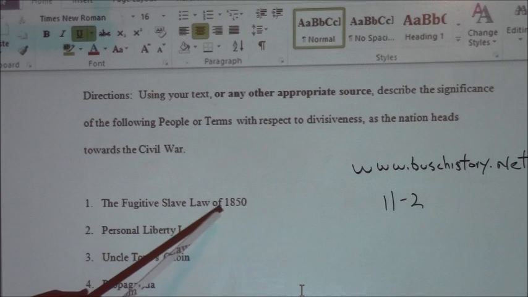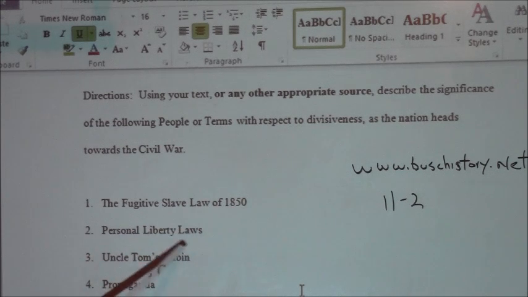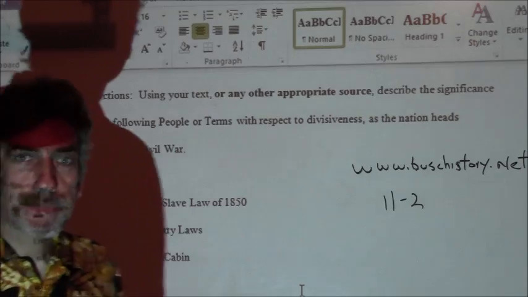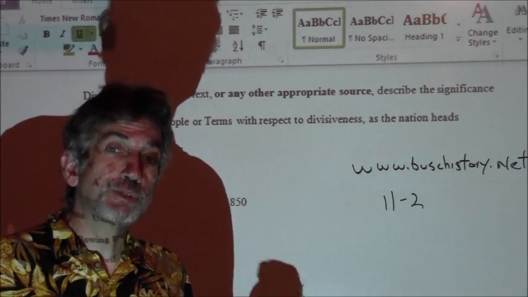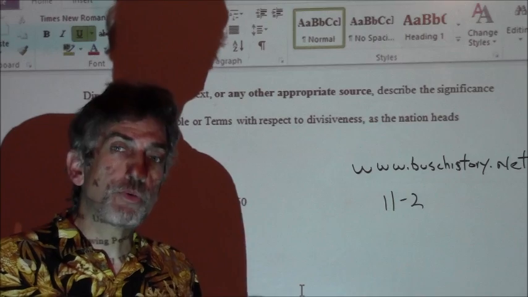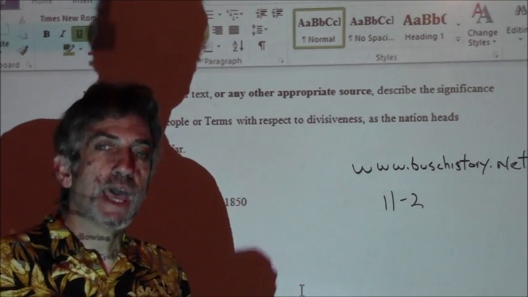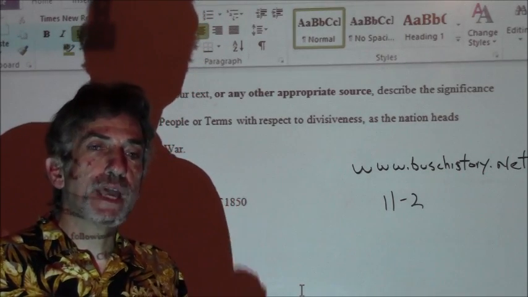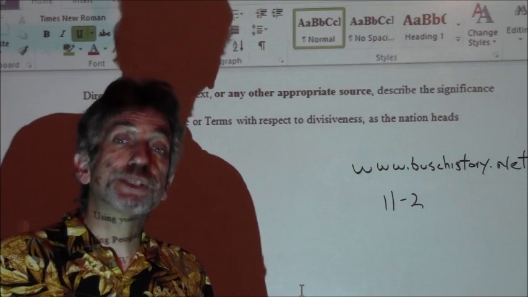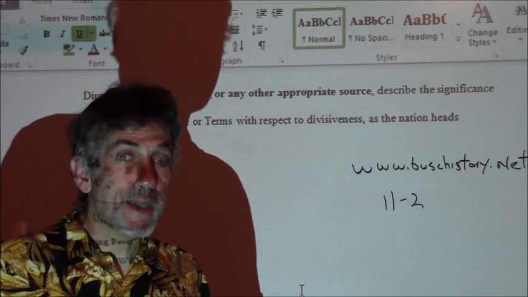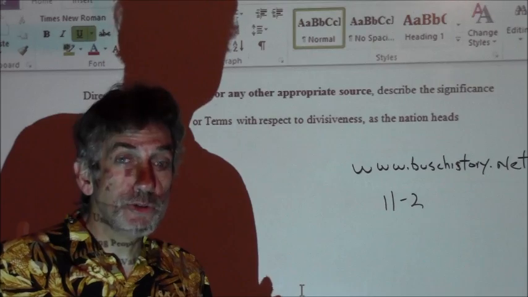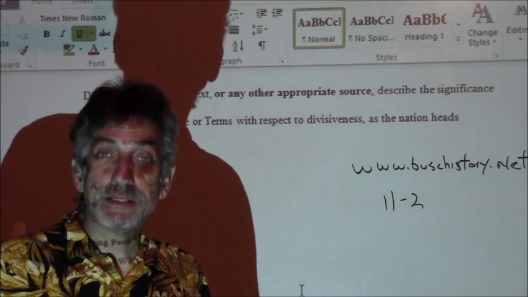Certainly, we have the Fugitive Slave Law of 1850 and the Personal Liberty Laws, and they are connected. The Fugitive Slave Law, as stated previously, says that if a slave runs away, he must be returned. He must be returned regardless of where he is in the United States, and the people in the northern towns and cities are supposed to assist in the returning of those slaves. Now, you know that's not going to go well in Massachusetts. It's not going to go well in New York. It's not going to go well in Maine.